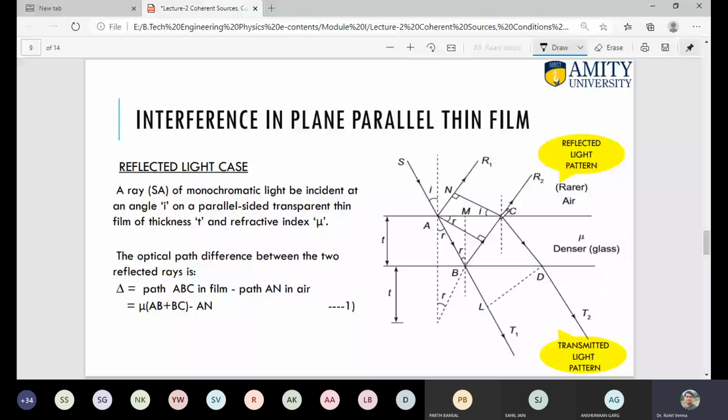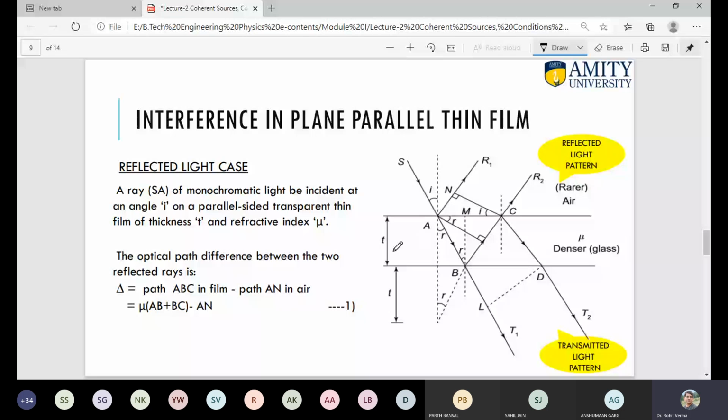From the point C, again it is partly reflected and partly refracted, refracted along CR2 and reflected along CD. And from the point D, again there will be a reflected ray and a transmitted, or you can say a refracted, ray. So from the same source of light, from the same ray SA, you are getting two transmitted rays, BT1 and DT2.